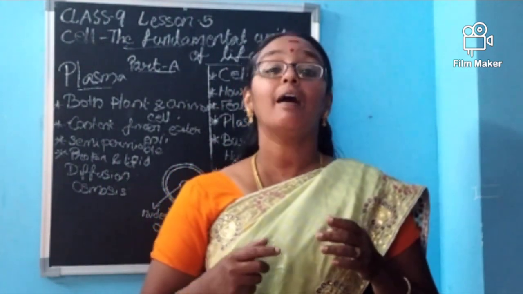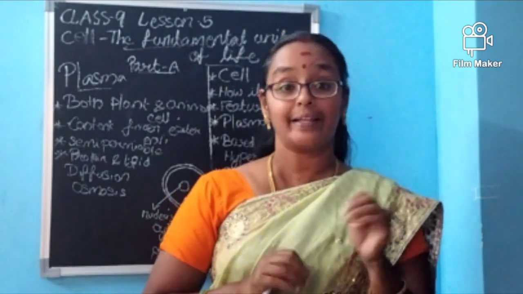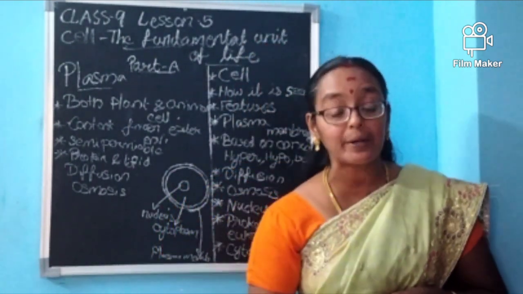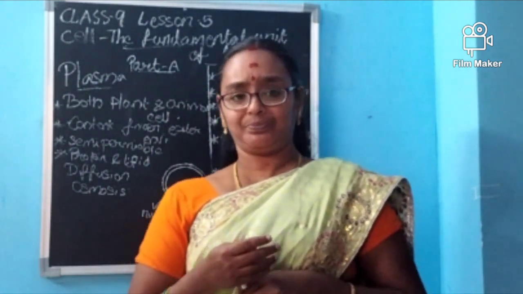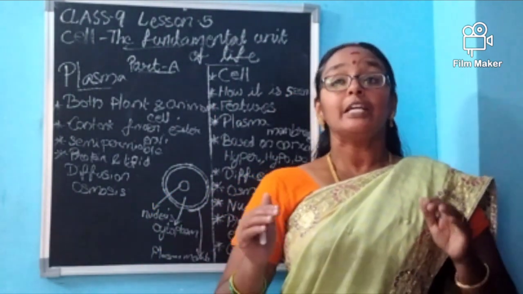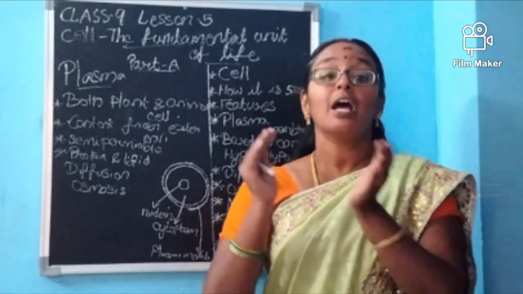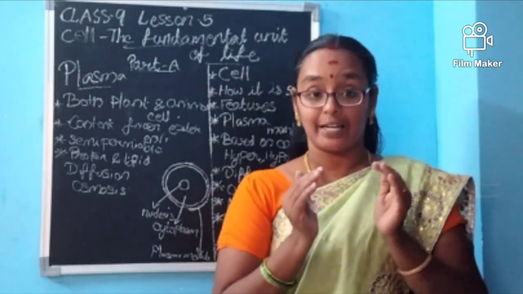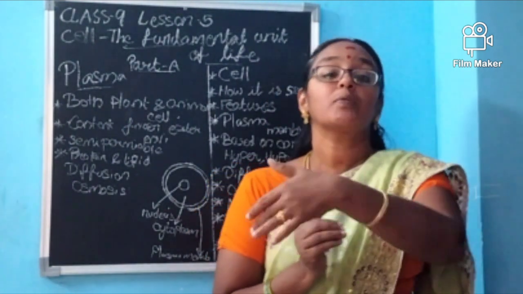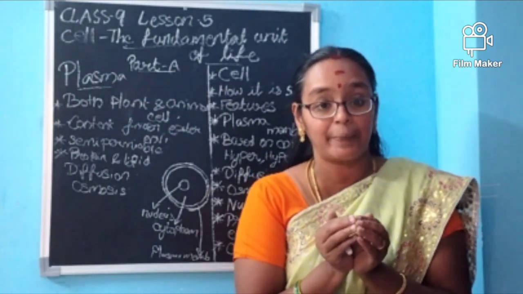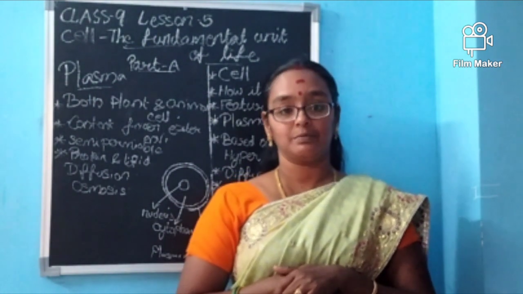Based on the concentration of the solution, we are dividing it into three: hypertonic solution, isotonic solution and hypotonic solution. The same thing, if outside has less concentration compared to inside of the cell, if the outer part of the solution has less concentration, what will happen? From the cell, water will ooze out. So what will happen to the cell?